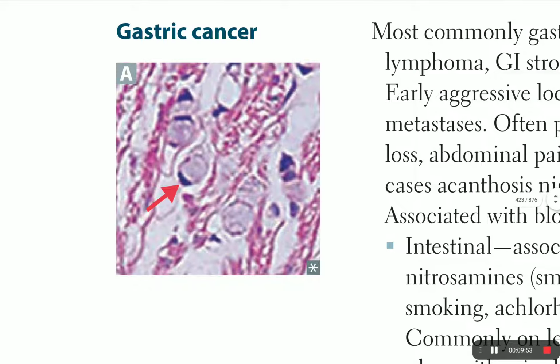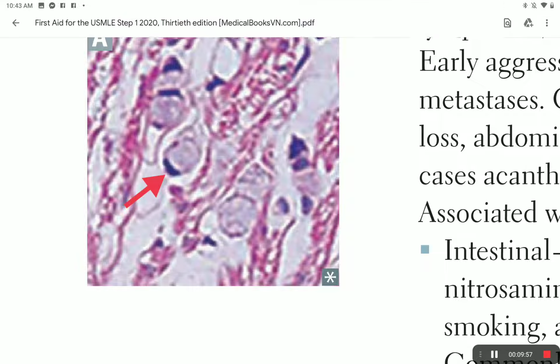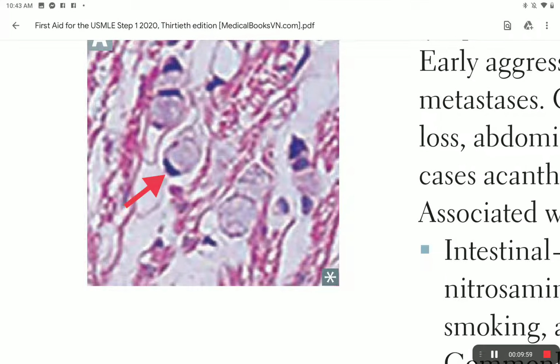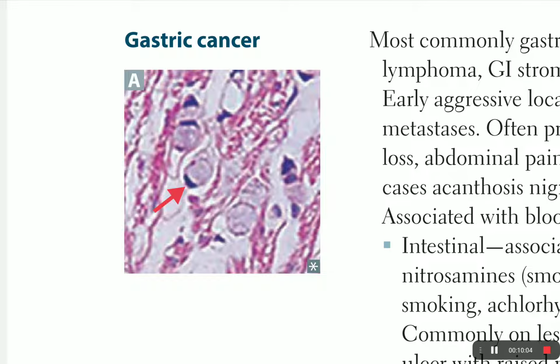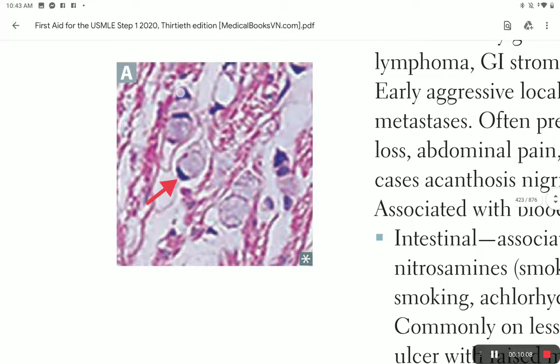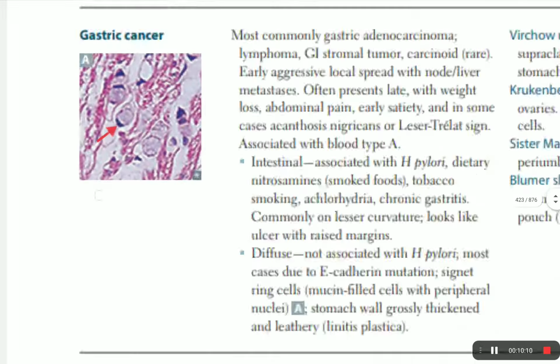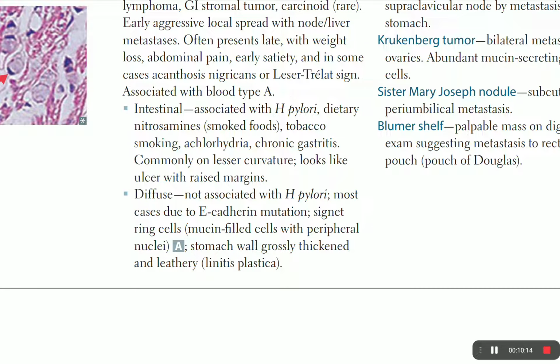We have to focus a little bit. We have this ring here, as we saw, and the nucleus is in the periphery. Also we have it here and here. This is the nucleus, the dark blue one. The stomach wall is grossly thickened, called linitis plastica.